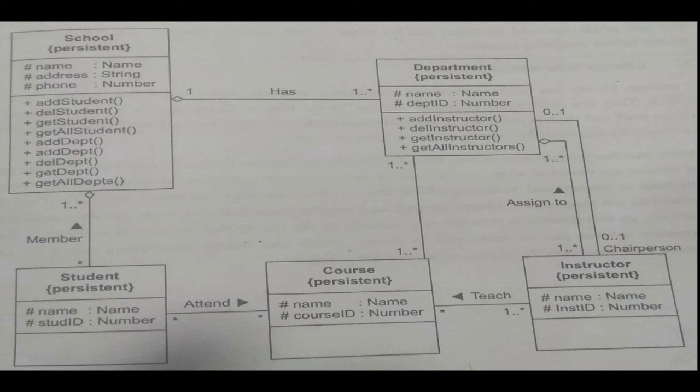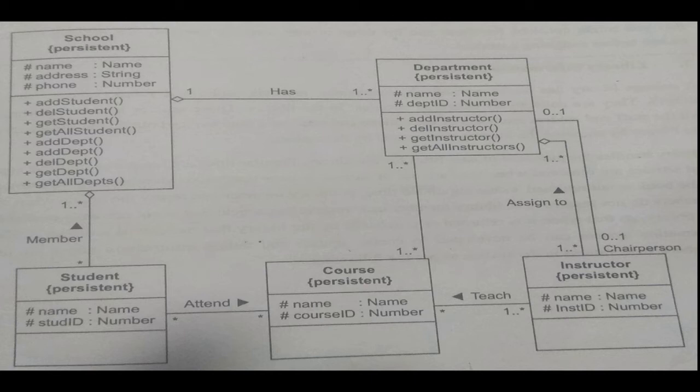So here the name is an attribute. Then the second one is the address, which has the string data type. Name also has the same string data type. Then the phone number has the number data type. And we have different methods or operations we want to perform for this class, like add new student. If you want to delete previous students' details, then delete student. If you want to get all students' details, you simply call the get all student method. All these are the different methods or operations performed by this class.